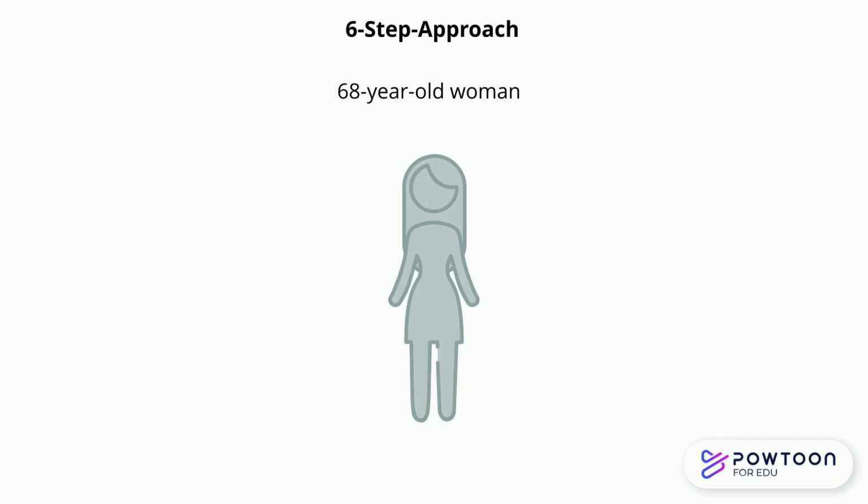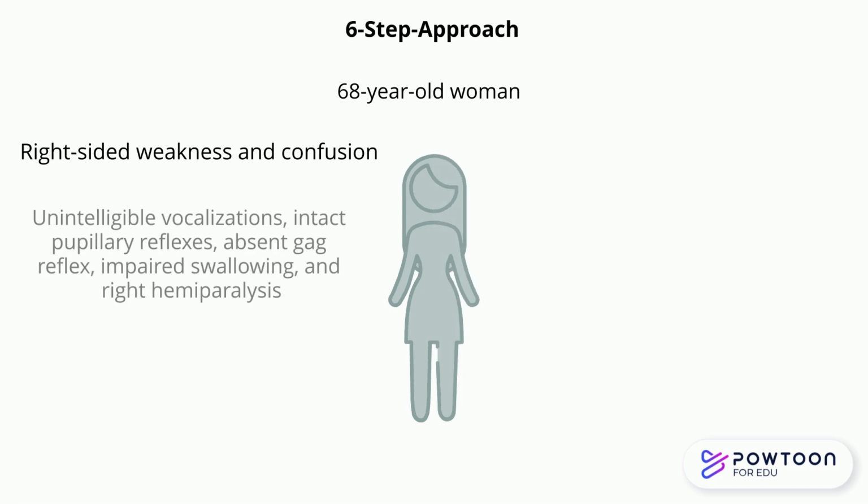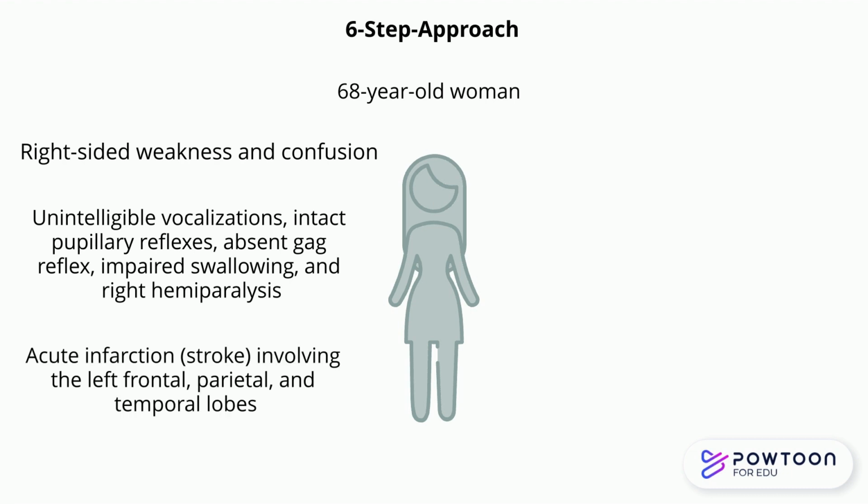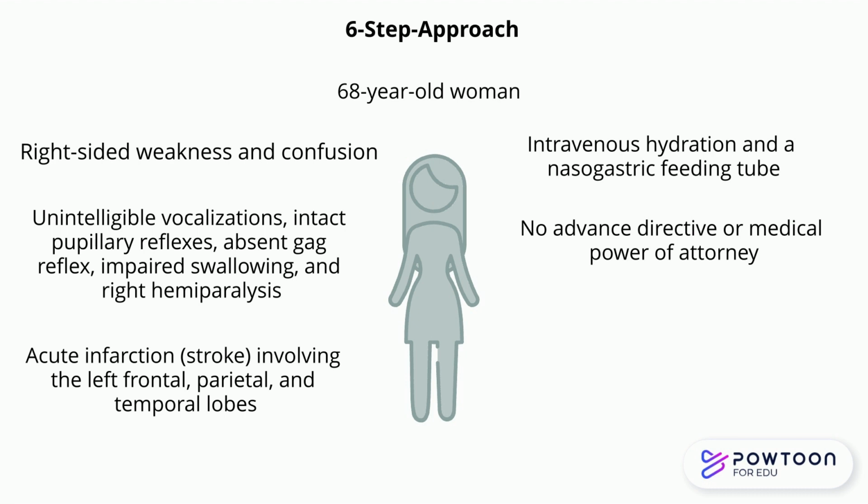Let's demonstrate it on an example. A 68-year-old woman is admitted to the hospital with right-sided weakness and confusion. Her examination reveals unintelligible vocalizations, intact pupillary reflexes, absent gag reflex, impaired swallowing, and right hemiparalysis. Magnetic resonance imaging of the brain shows acute infarction, a stroke, involving the left frontal, parietal, and temporal lobes. Supportive care is instituted, including intravenous hydration and a nasogastric feeding tube. The patient does not have an advance directive or medical power of attorney.